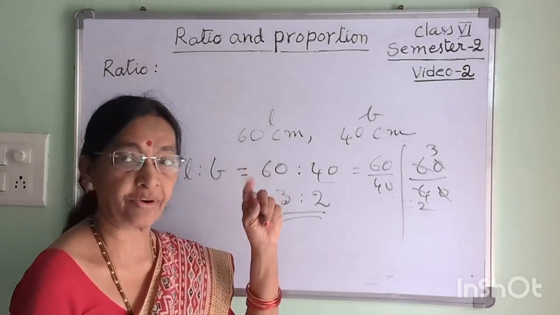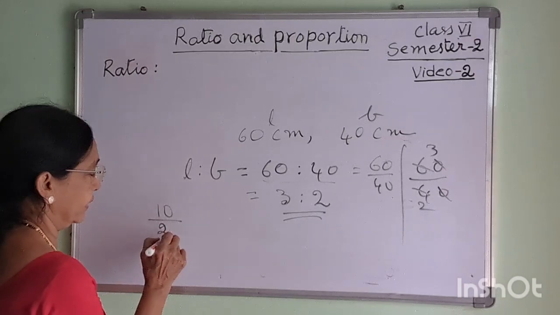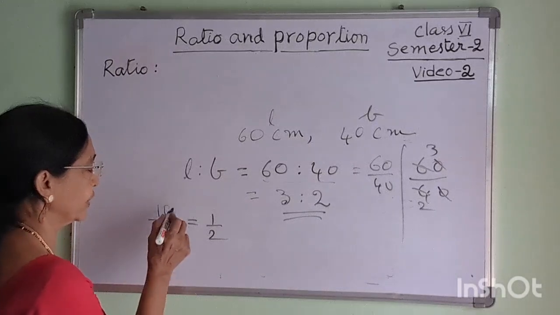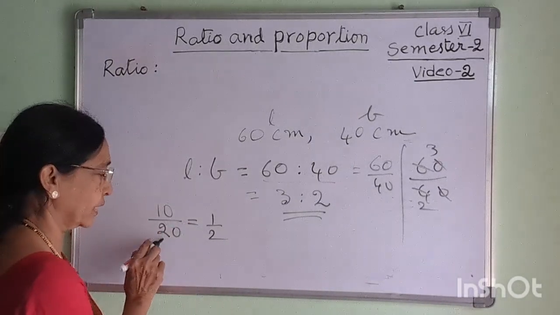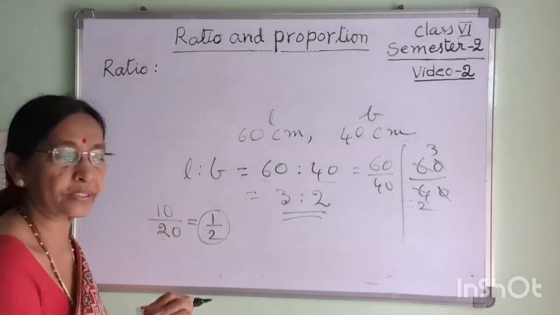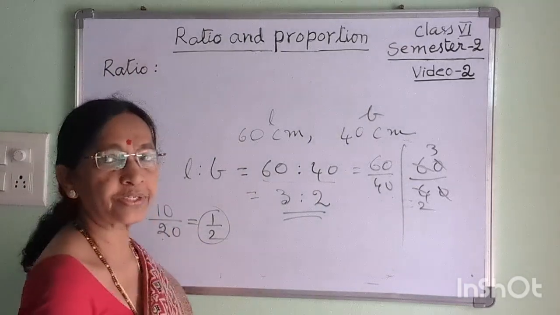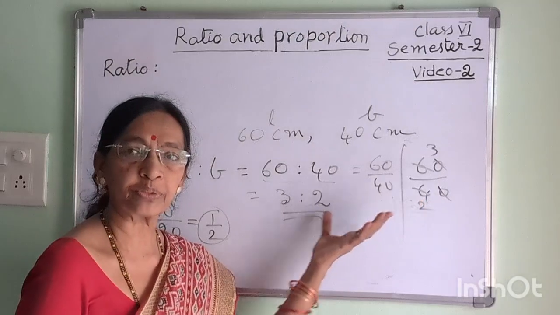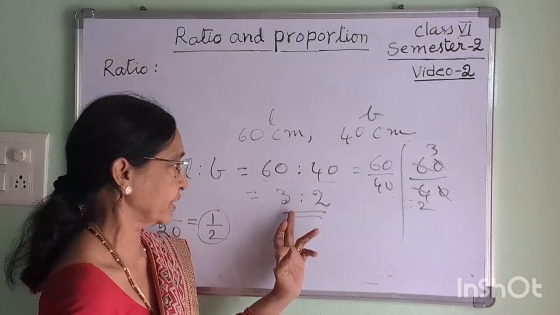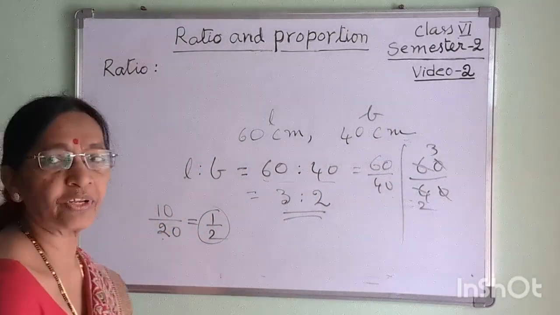We have already seen in fractions, for example, 10 by 20 in simplified form is 1 by 2. That means we divided both numerator and denominator by 10. We got 1 by 2. This is called the simplest terms of the ratio or fraction. Similarly, in ratio also, we can convert them into simplest form. So, the simplest form of 60 is to 40 is equal to 3:2. We will see the equivalent ratios.